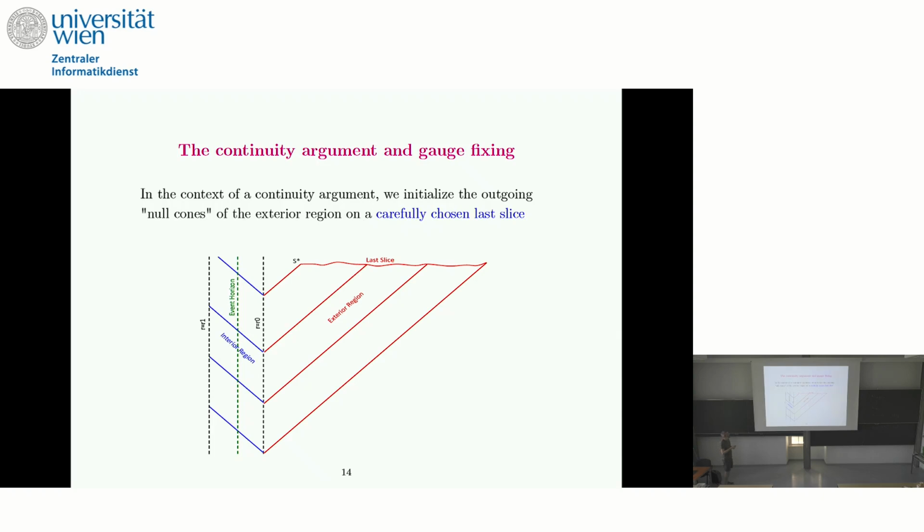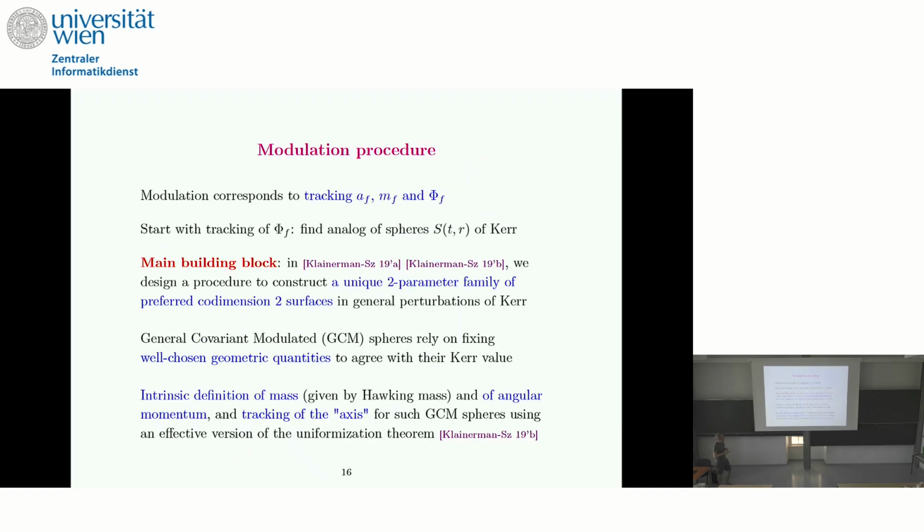The construction starts from this sphere and uses this procedure to foliate this last slice. Now I need to tell you how, based on this sphere, you can compute a mass and an angular momentum which will track the final mass and final angular momentum. For the mass, it turns out that there was already a very good definition called the Hawking mass, which works very well for us. But for the angular momentum, there were lots of definitions in the literature, and it turns out that none of them in fact did the job for us. So we came up with yet another definition of angular momentum.